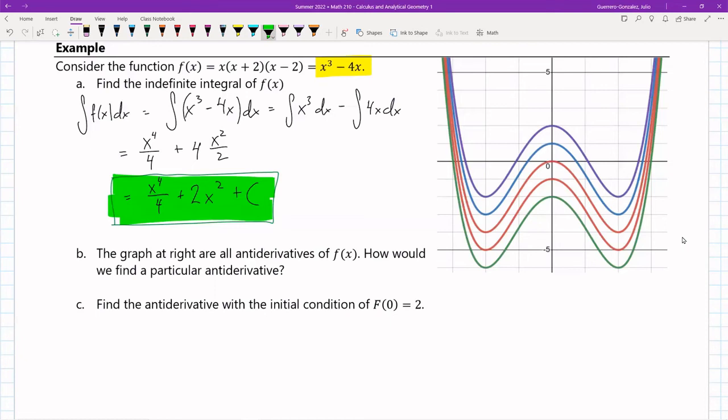So what I want everybody to take a look at is this: you have a graph right there on the right-hand side. All of these are f of x plus some constant c. These are all antiderivatives of this function right here. All of these are antiderivatives for that function little f of x.